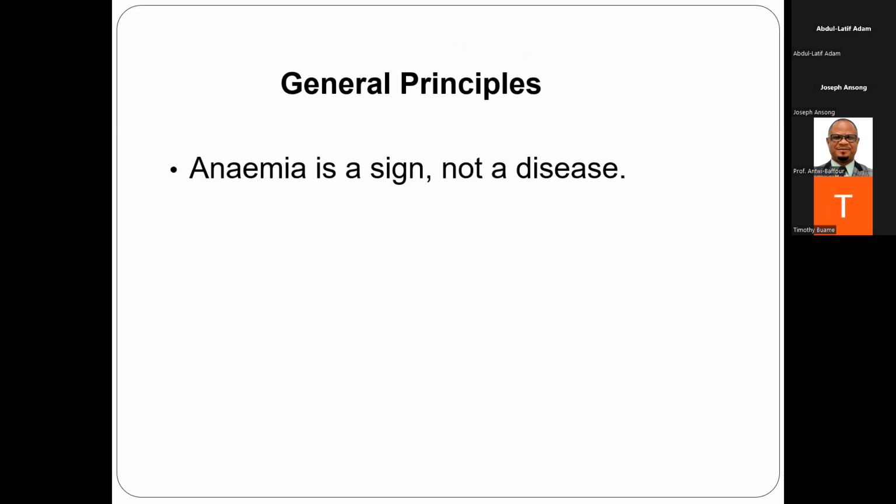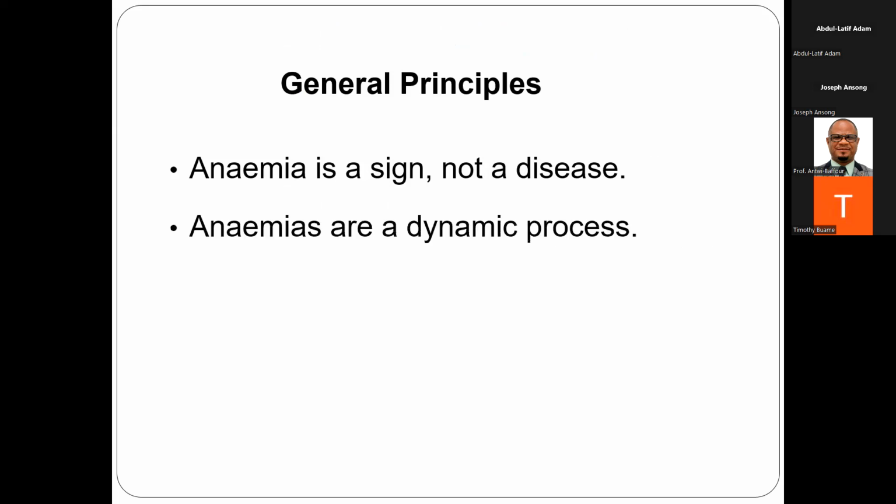Let's open with the general principles of anemia. Anemia is a sign and not a disease. Anemia is a dynamic process. It is never normal to be anemic, so you should aspire not to be anemic. This is a kind of deficiency anemia.